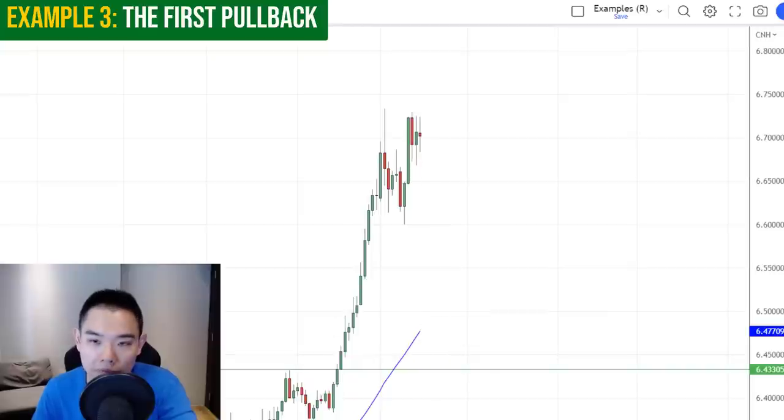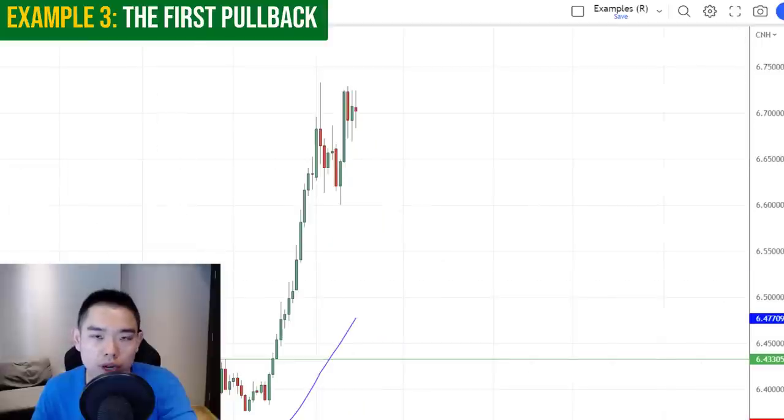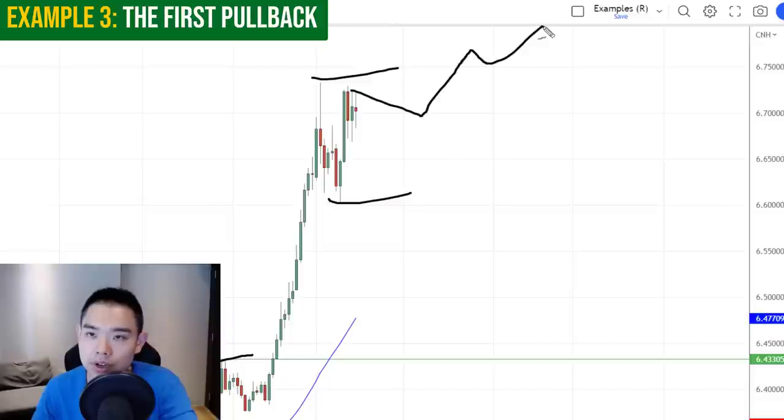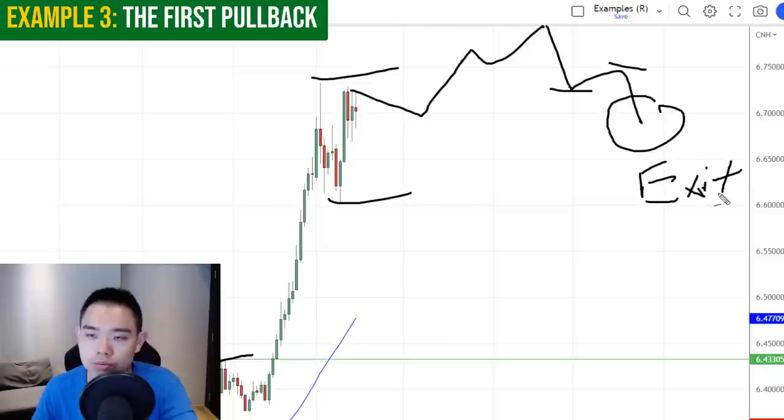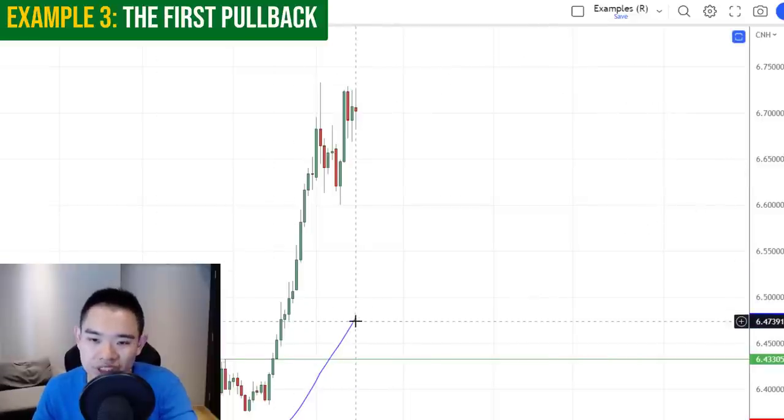So that's one method. Another method that you can use is what I call price structure, where you continue to hold the trade until the market makes a series of lower lows and lower highs. For example, right now it's continuously making a higher high and a higher low. So you continue to go up higher until it makes a lower low and a lower high like this. At this point, you exit the trade. So there are two different techniques that you can use to trail your stop loss. Okay, in this case, let's say we just go with the 50 MA.